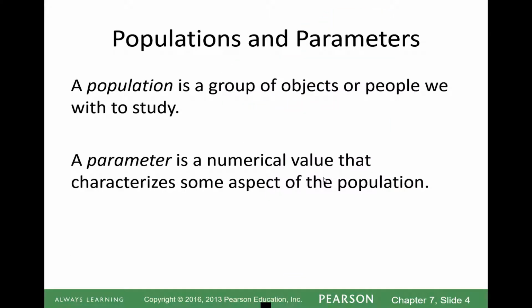A population is a group of objects or people we want to study. A parameter is a numerical value that characterizes some aspect of the population. It could be a height, it could be a weight, some numerical value, something that we want to measure, meaning that we don't necessarily know what the measure might be.